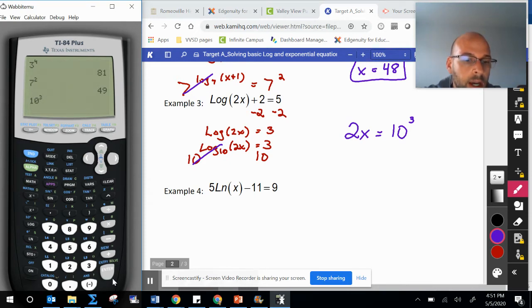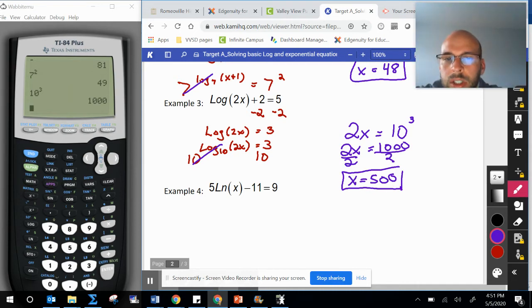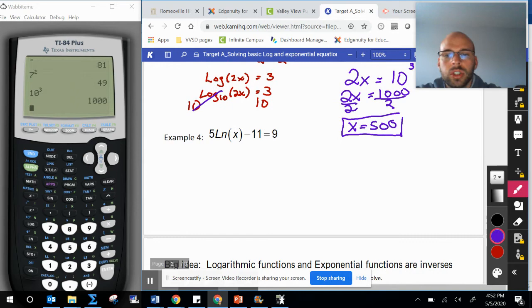10 to the third power is going to be 1,000. So I have 2x is equal to 1,000. I'm going to divide by 2, and I get x to be 500. And that would be the answer to my question. Okay, so isolate the log, then use your exponential powers to get rid of that log and solve for your variable. Okay, all right, I got one more here for these type of questions.